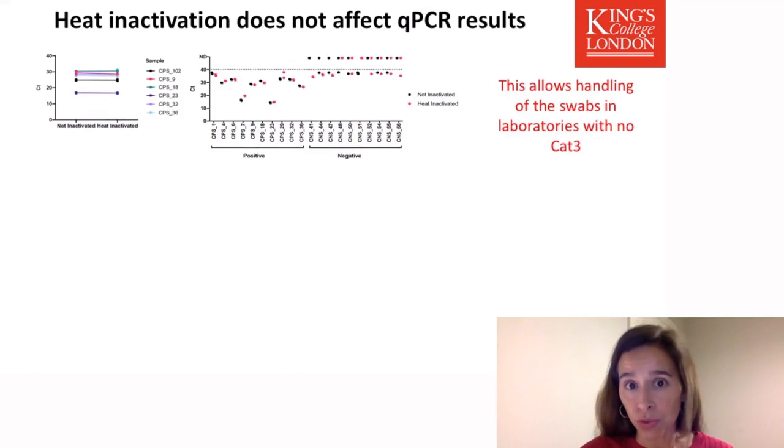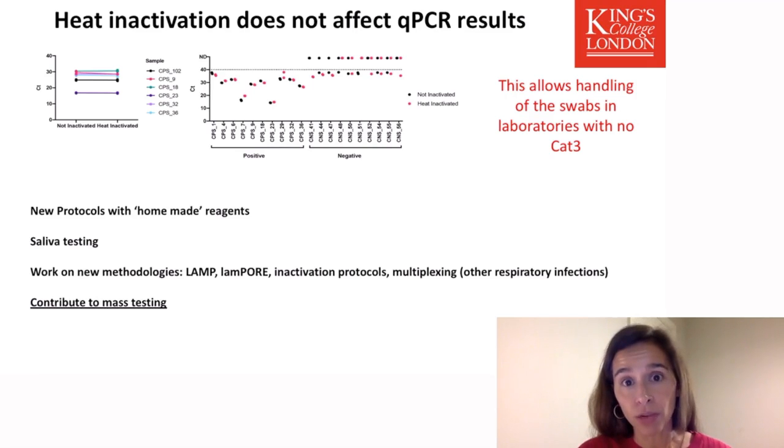And the last thing that I wanted to show you was that we have incorporated in our protocols heat inactivation, which we have seen, as you see on the left graph, that warming up samples at 70 degrees for half an hour, that does not modify the results of the PCRs. And on the right graph, you see very similar data using both positive and negative samples. So this is really important because this allows essentially to diagnose SARS-CoV-2 in labs that do not have Cat3 facilities, and essentially allows us to expand diagnostics in many, many different settings.